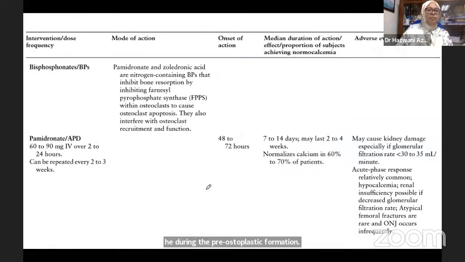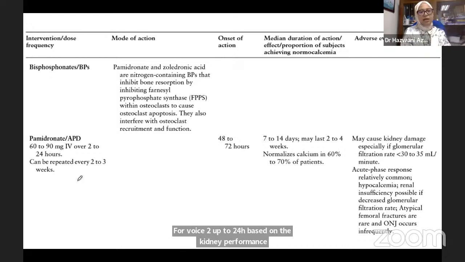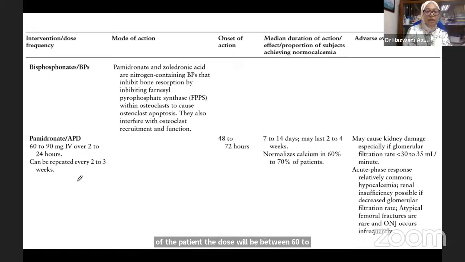So for the bisphosphonate, we have practically two options. There are other options, but not commonly used. The one that is widely available, I think because of the cost issue, is pamidronate. We give it IV over 2 up to 24 hours based on the kidney performance of the patient. The dose would be between 60 to 90 milligram per slow infusion.